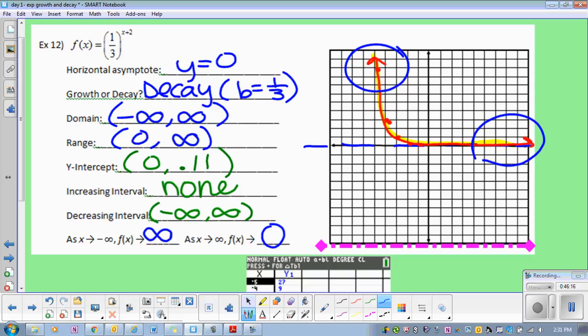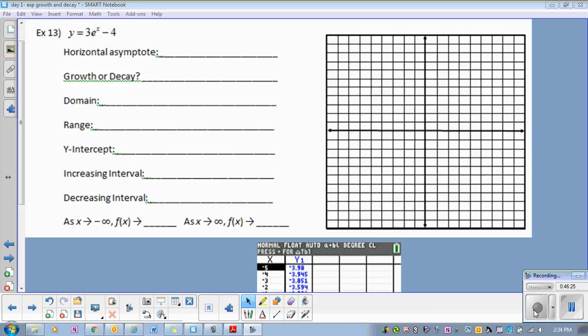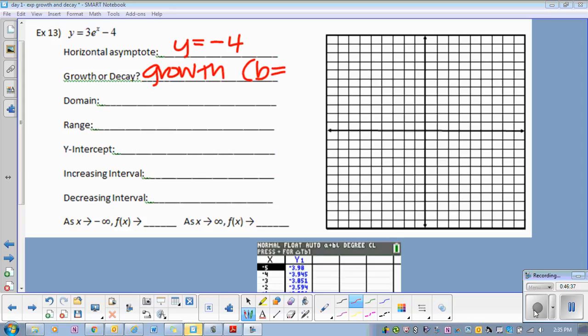All right? Did any of you guys start the third one? All right, try the third one. So, horizontal asymptote, y equals -4. Yes? Growth or decay? Thank you. Because b equals e. Remember, you gotta look at the thing that the exponent is connected to, that base, right?